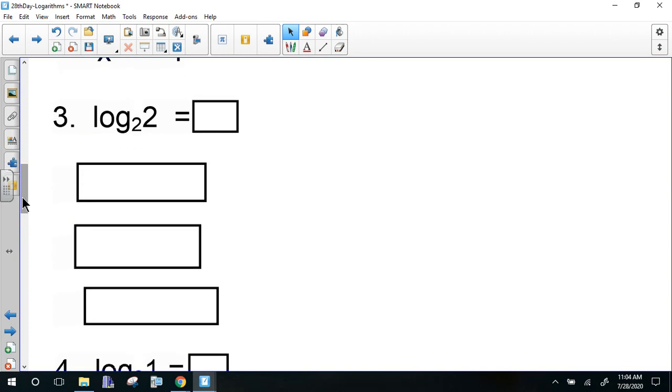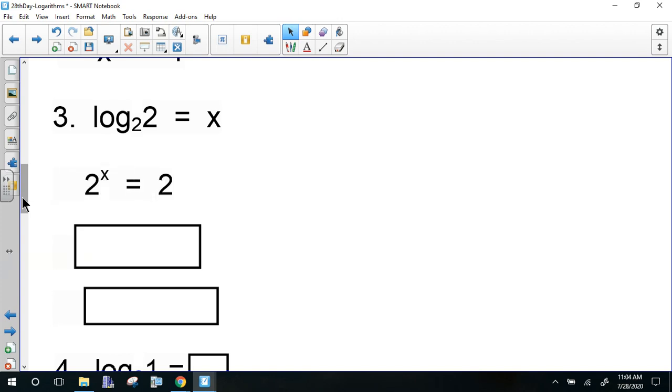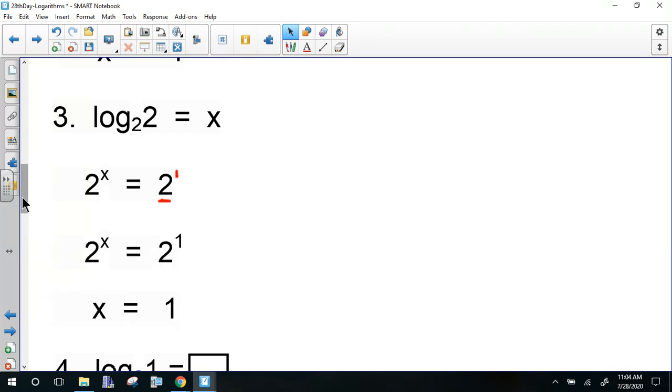Next example, make it equal x, or convert it to exponential form, so it'll be 2 to the x equals 2. They're the same base. However, what is my exponent on this 2? It should be a 1, we just never write it. So if I cancel the 2's, I've got x equals 1.